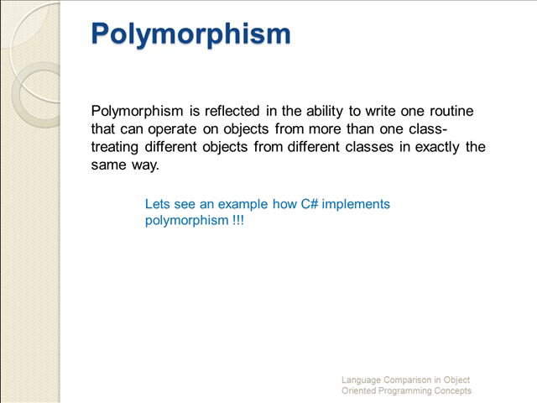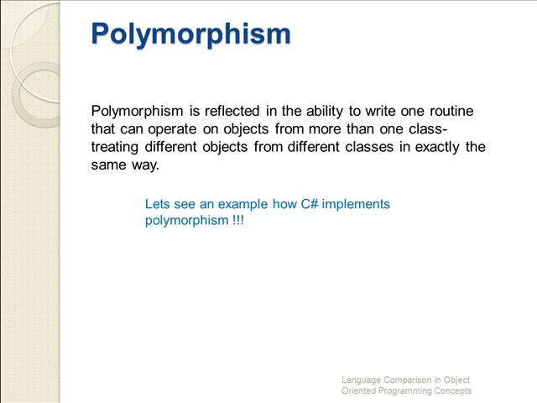Now let's discuss polymorphism. Polymorphism is reflected in the ability to write one routine that can operate on objects from more than one class, treating different objects from different classes in exactly the same way.